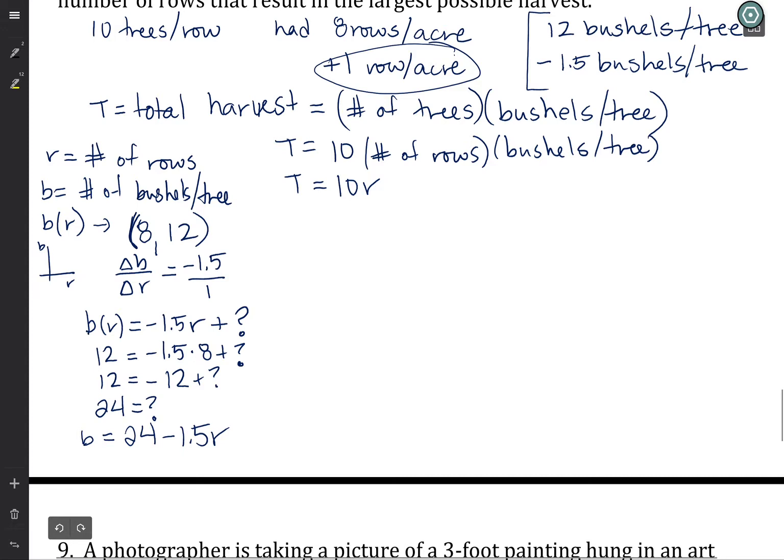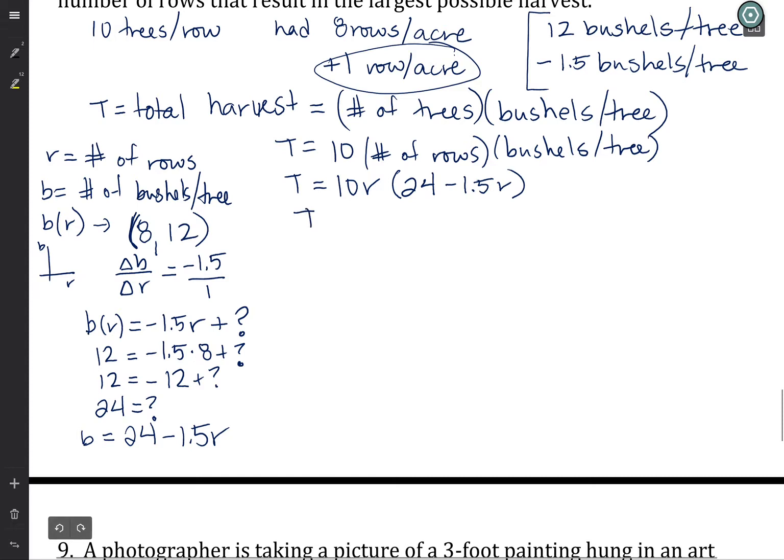Okay, so this is saying that if there were no rows, that maximum number of bushels per tree, so let's say maybe we could imagine that there's one tree, there's not even a full row, would be 24 bushels per tree. And then for every row we add, we lose 1.5 bushels per tree. And that is what goes right here, 24 minus 1.5r. So again, hard part is set up.